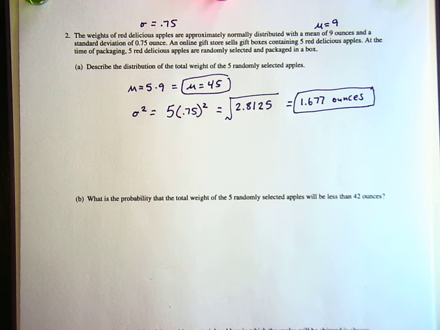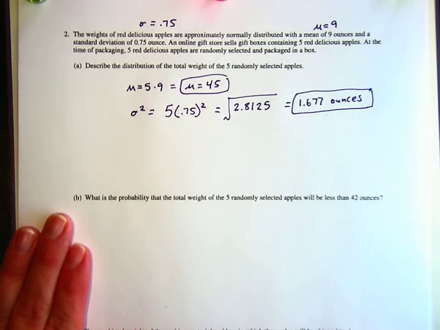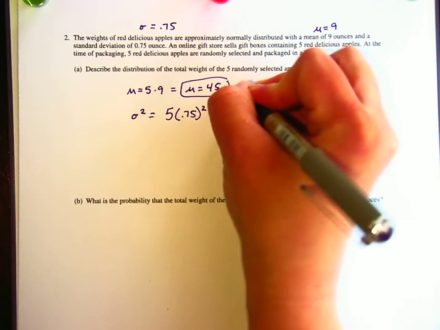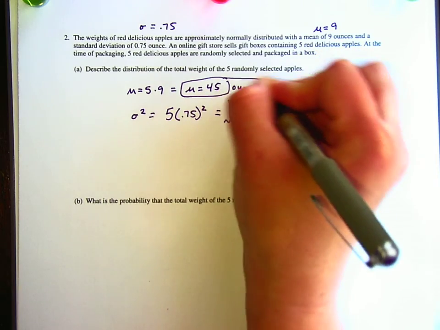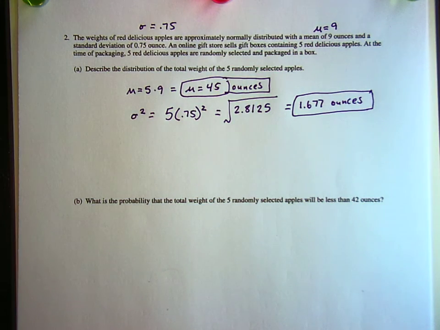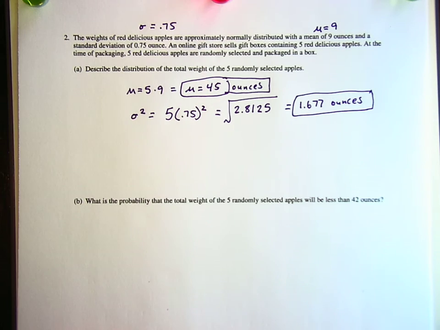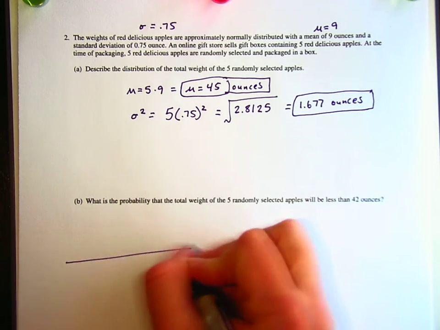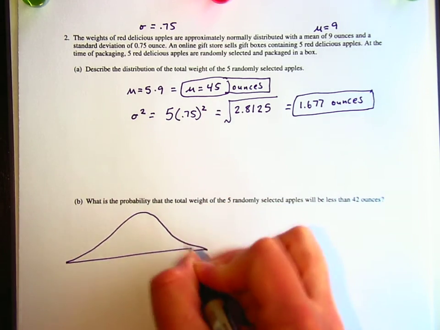Oh, and make sure you always label your answers. They will sometimes take points off for that. What's the probability that the total weight of 5 randomly selected apples will be less than 42 ounces? That's the problem I was waiting for.